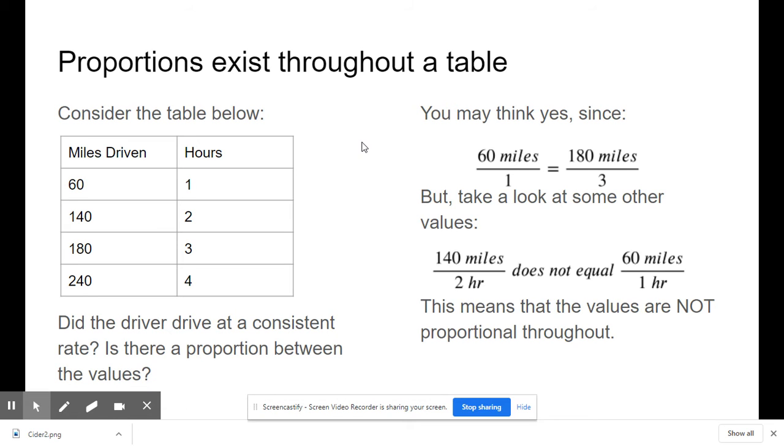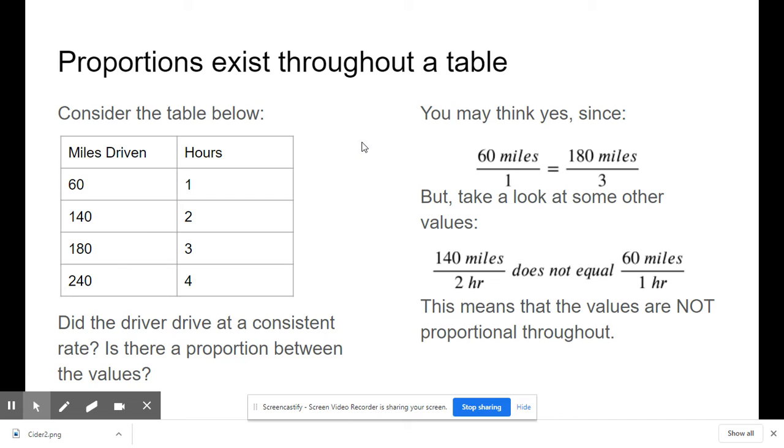Proportions need to be consistent throughout a table. Consider the table below looking at miles driven per hours. Did the driver drive at a consistent rate? Is there a proportion between the values? You may think yes, because if you look at 60 miles per 1 hour, that equals 180 miles per 3 hours. It also equals 240 miles per 4 hours.